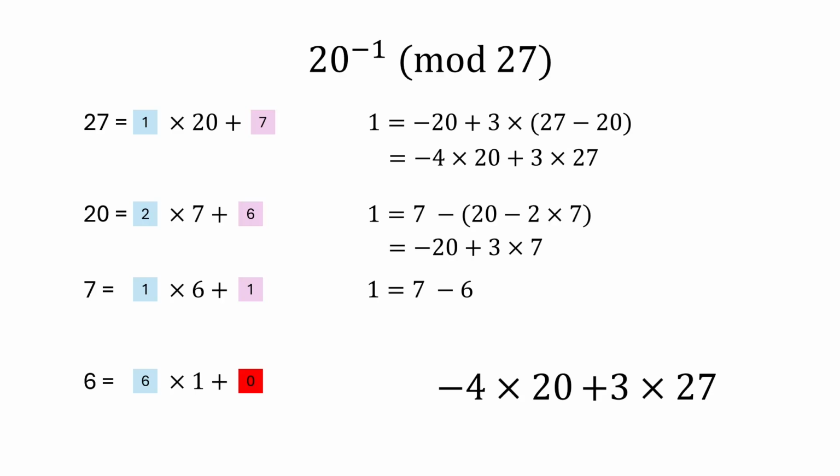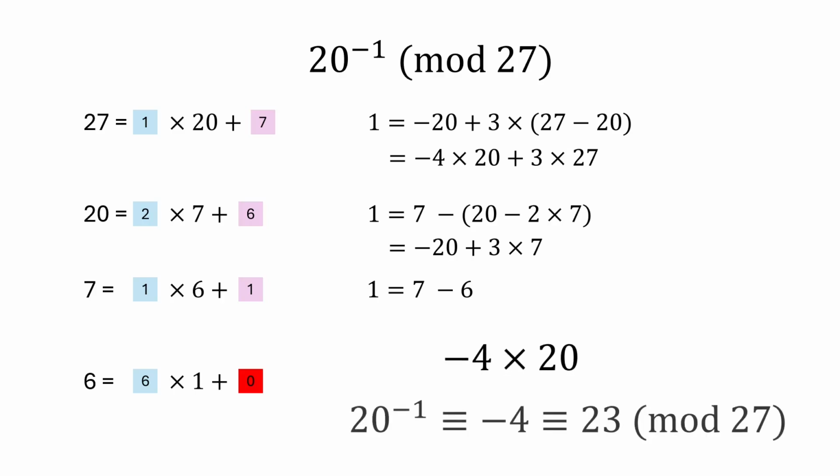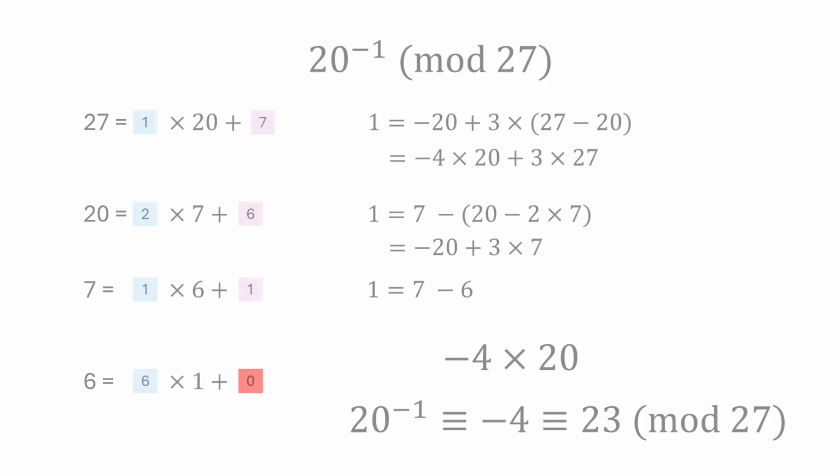Why? Well, because we're looking for the inverse modulo 27. And if you look at this part, it is divisible by 27. So this is a multiple of 27, which means that modulo 27, this entire green thing is equal to 0, and just disappears. So modulo 27, 1 is equal to minus 4 times 20. And this means that the inverse of 20 is minus 4, or in other words, plus 23.